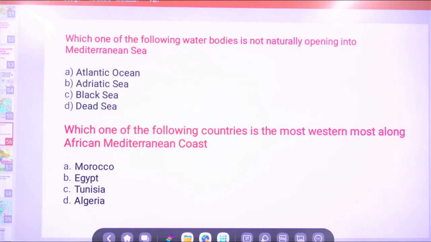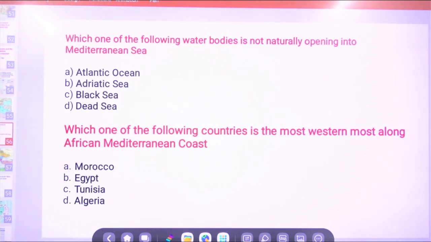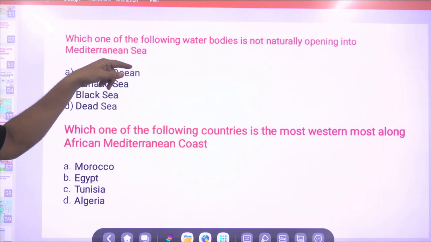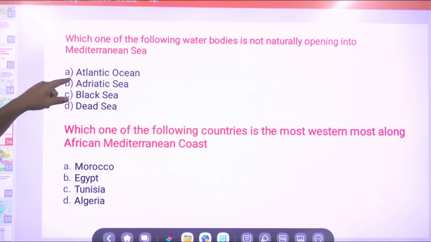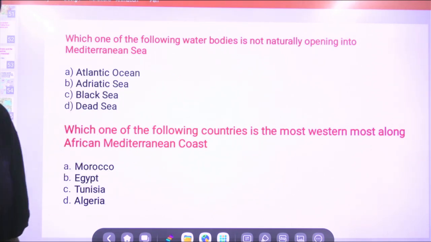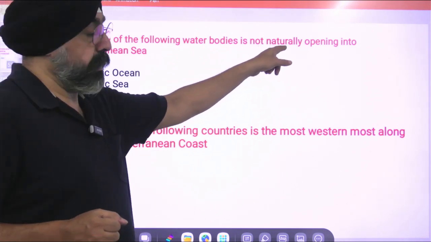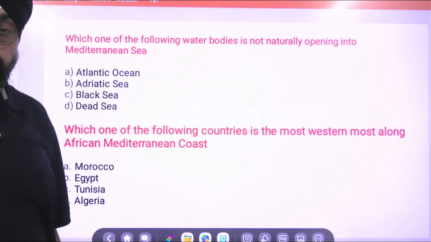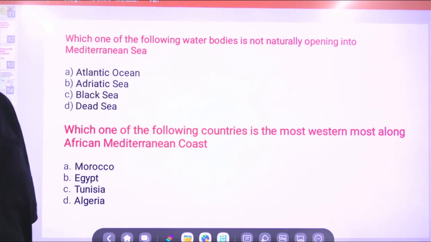There are two questions. Which one of the following water bodies is not naturally opening into the Mediterranean Sea? Atlantic Ocean opens into the Mediterranean Sea, or the Mediterranean Sea opens into the Atlantic Ocean. Adriatic, yes. Black Sea, yes. Dead Sea, no. Right? We have the word naturally, not the man-made. If the canals have been made, we will not consider it. Natural word is written there.